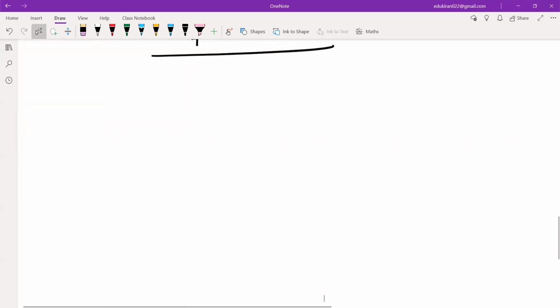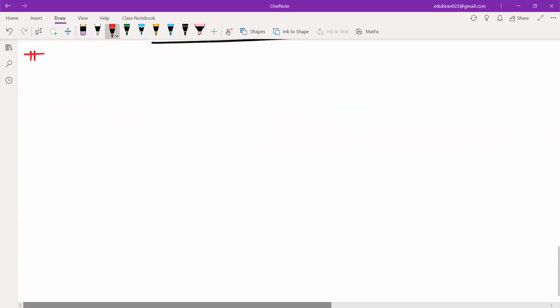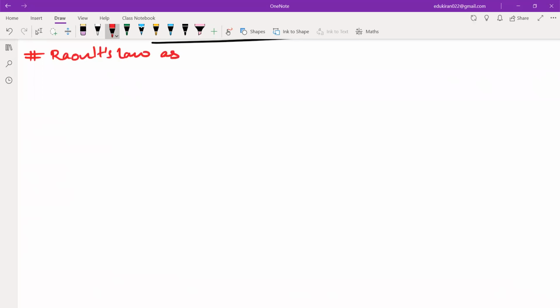Let's write a topic. Raoult's law as a special case of Henry's law.